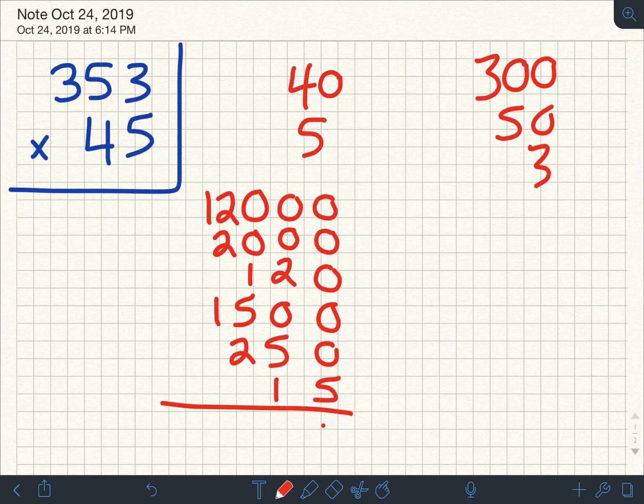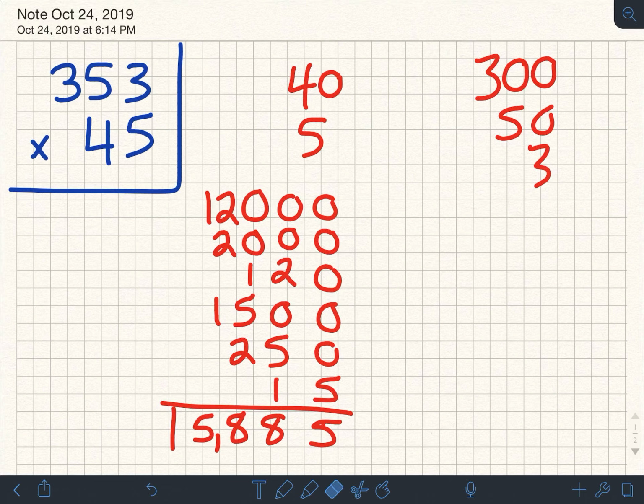So 0 plus 0 plus 0 plus 0 plus 0 plus 0 plus 5 is 5. 2 plus 5 plus 1 is going to be 8. 1 plus 5 plus 2 is going to be 8. 2 plus 2 plus 1 is going to be 5. And 1 plus nothing is 1. So we get 15,885 again the second time. This is partial product multiplication.